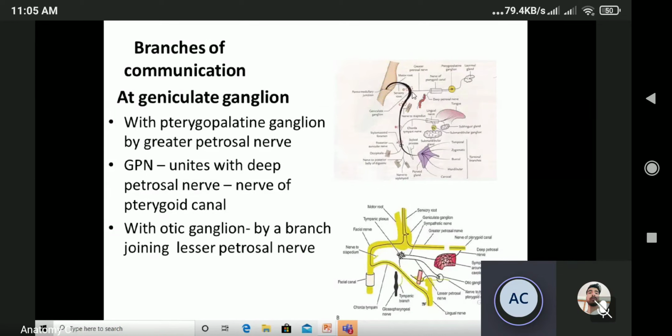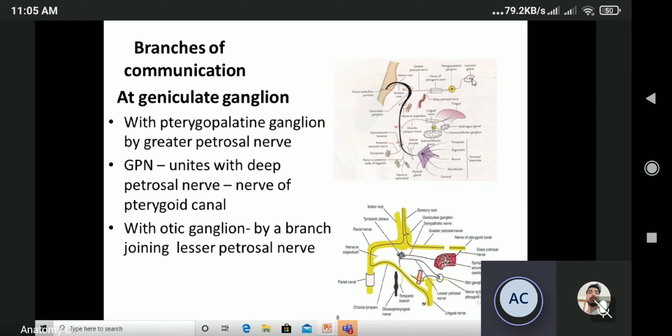Then here, the greater petrosal nerve unites with the deep petrosal nerve. Now this is the deep petrosal nerve here. So the greater petrosal unites with the deep petrosal nerve, and here it forms the nerve of the pterygoid canal. Now this is the nerve of the pterygoid canal. So this is the pterygopalatine ganglion. The postganglionic fibers from here supply the lacrimal gland. Now this is the lacrimal gland.